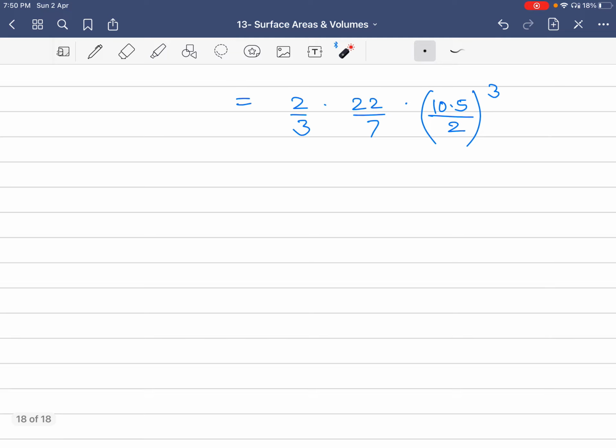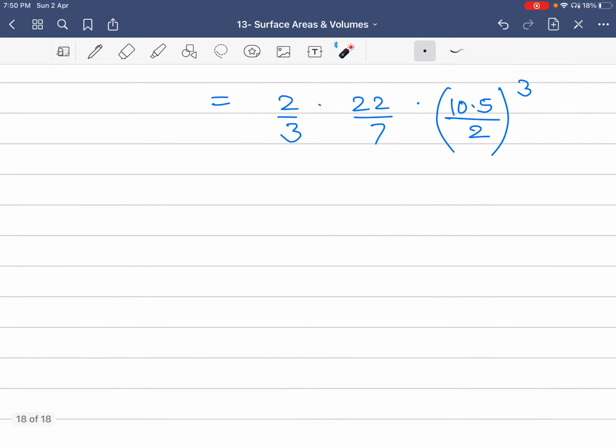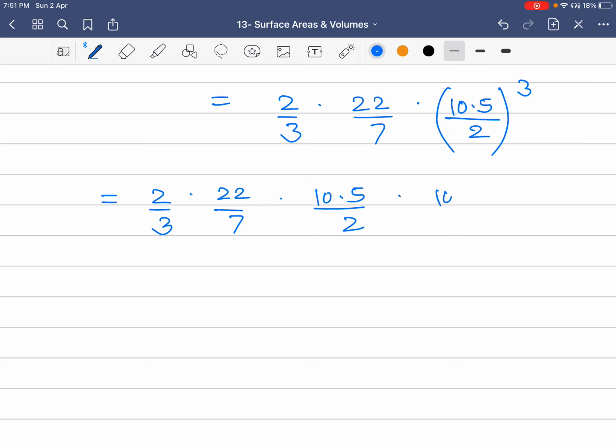Now no need to worry about the diagram. Let's focus on how to evaluate this mathematical expression. This is equal to 2 by 3 into 22 by 7 into, expanding the cube, 10.5 divided by 2 multiplied by 10.5 divided by 2 multiplied by 10.5 divided by 2, because it's a cube, so 3 times. You must have noticed that 7 divides 10.5, so let's do that first.